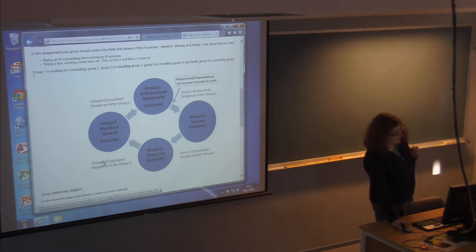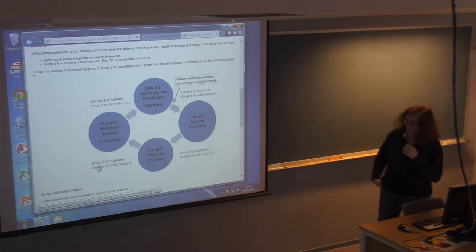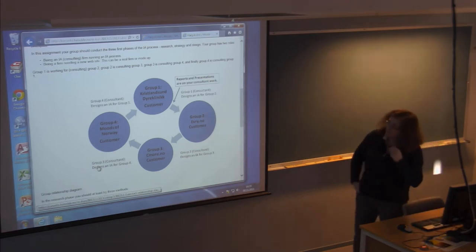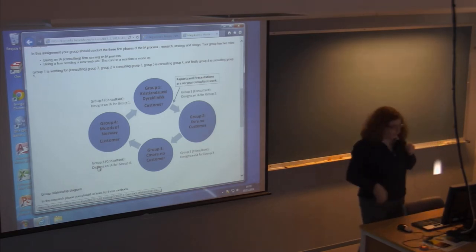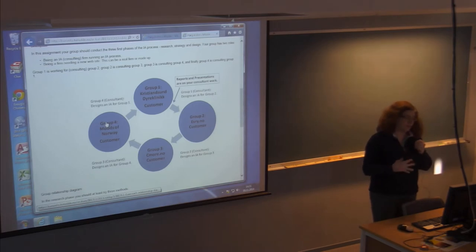So in other words, if you want to write about the kennel, then you have to be a member of group number four. But you're interviewing the other group to get feedback from them. So your reports and presentations are on your consultant work. But if you are group number four, you're actually the customer. Does that make sense? Yes.